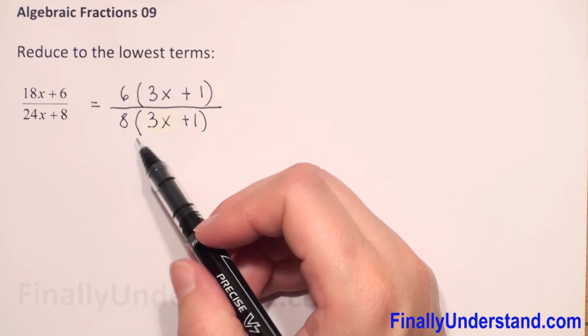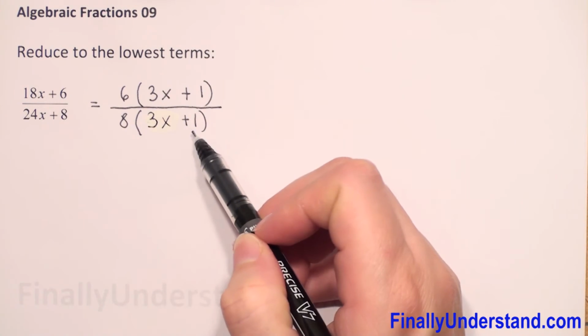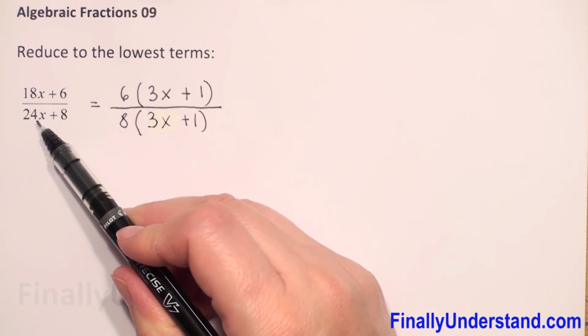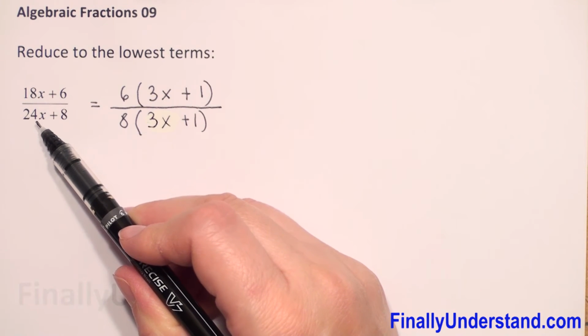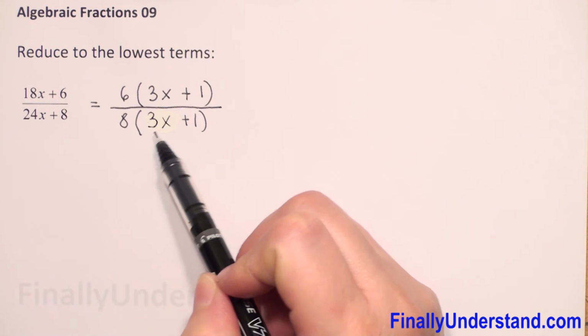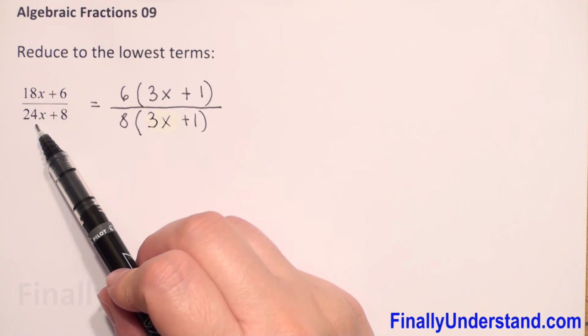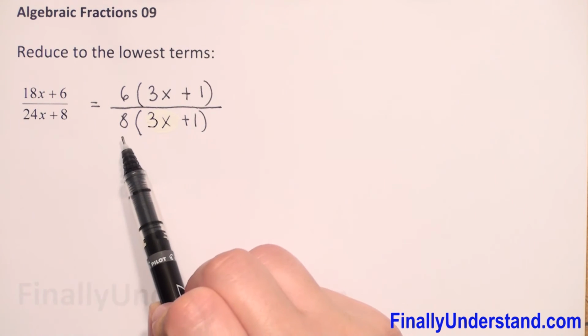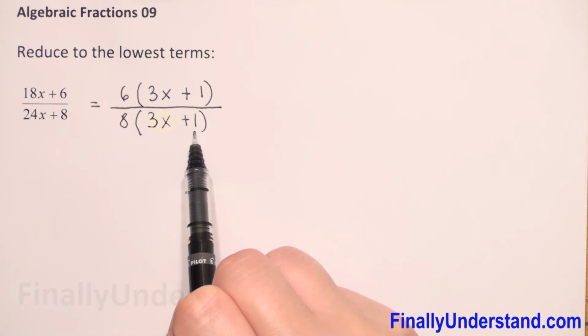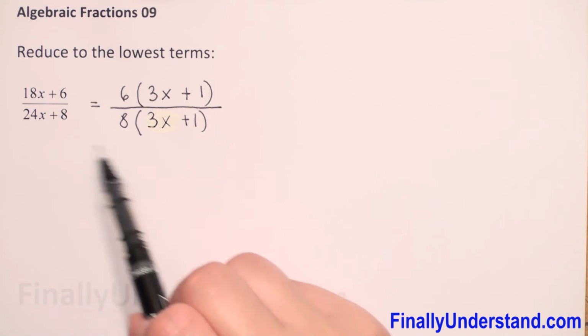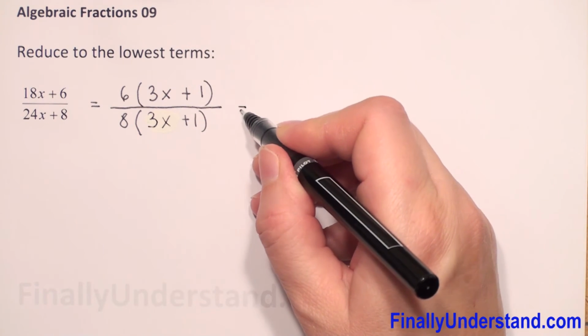So let's check now. When we multiply 8 by every expression in parentheses, we need to have the same as what we have at the beginning in the denominator. So 8 times 3x is 24x. So the first expression is the same, and 8 times 1 is 8. So everything is correct. So this is equal.